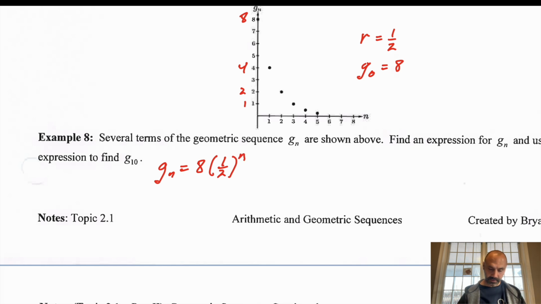Now we want to find G of 10. So G of 10 equals 8 times 1/2 to the 10 power. You might need to use a calculator for this arithmetic, but you end up with 1 over 128.